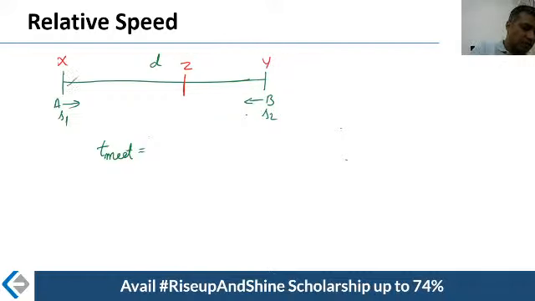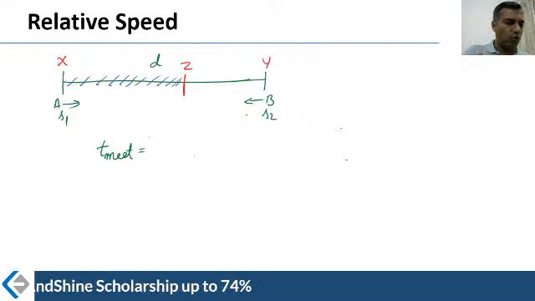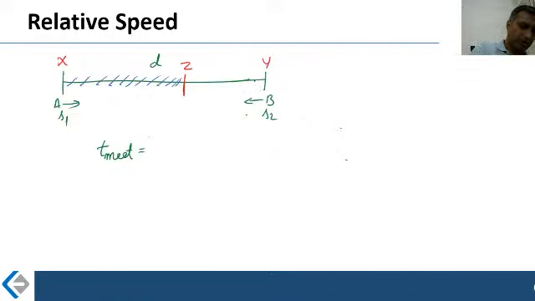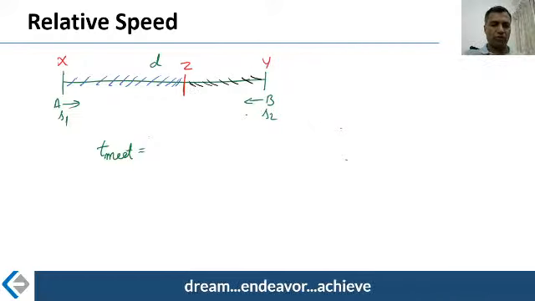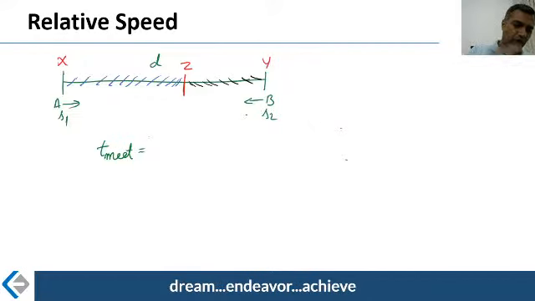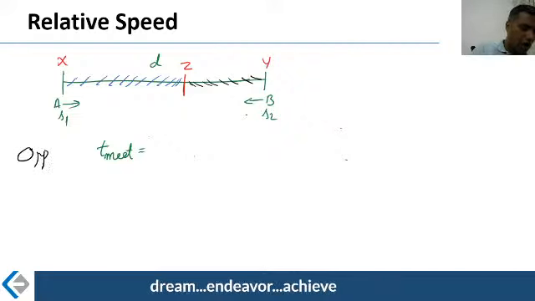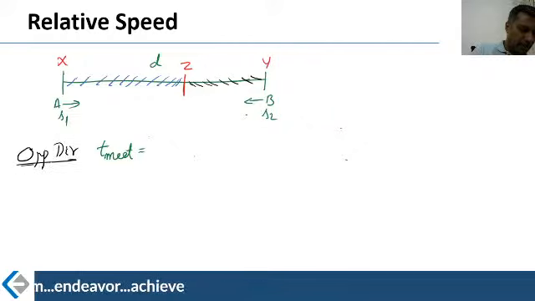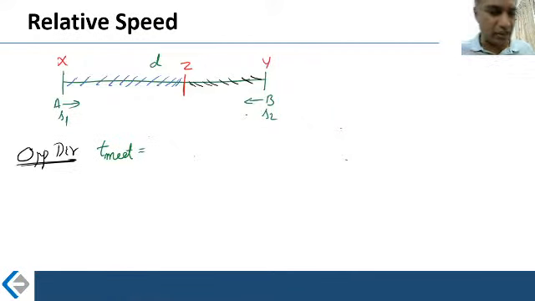Car A would have covered this distance, because it has a higher speed. It will cover a little more than half. Car B would have covered this particular distance in the given time. Out of the total distance, this is what they would have covered. So how do you write the time of meet? The first case, friends, is the opposite direction. When they're traveling in the opposite direction, what is the time taken to meet?